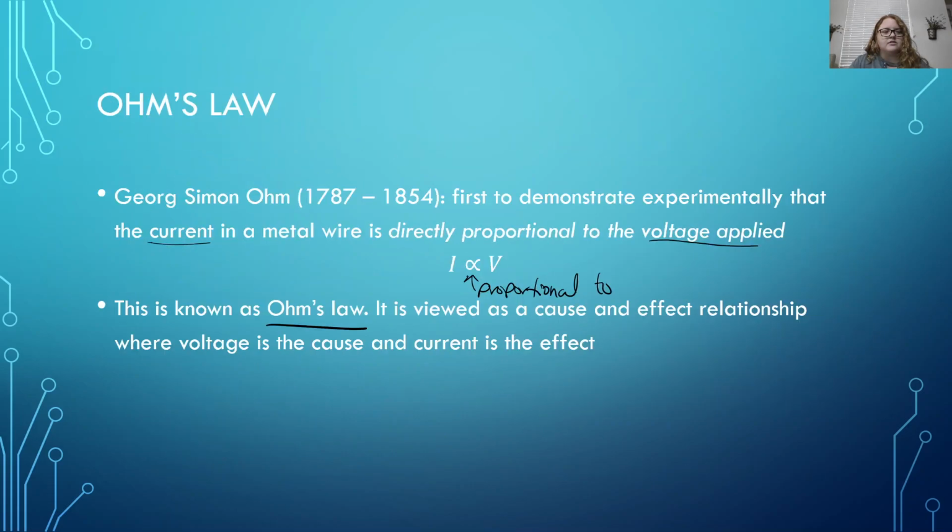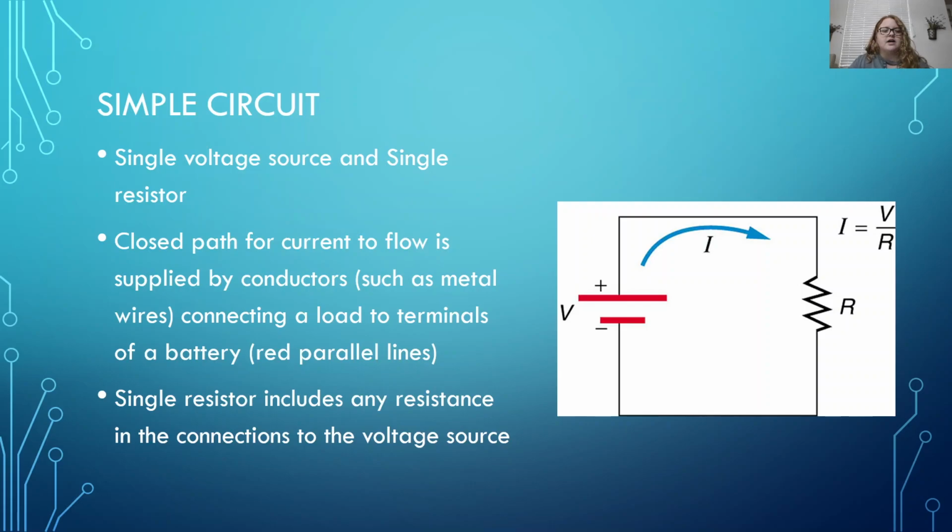Where was I going to stop? Okay. Let's talk about a simple circuit. So this is going to include a single voltage source and a single resistor, like in this photo here. This is going to include a closed path for current to flow, and it's going to be supplied by conductors like metal wires. So we'll have metal wires going through, connecting one thing to another.